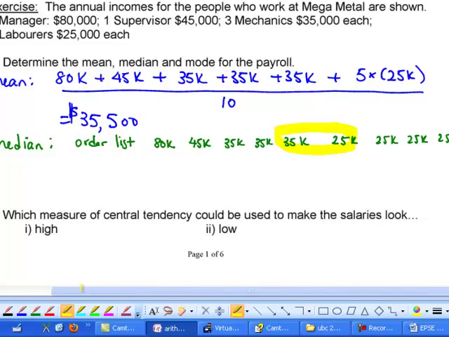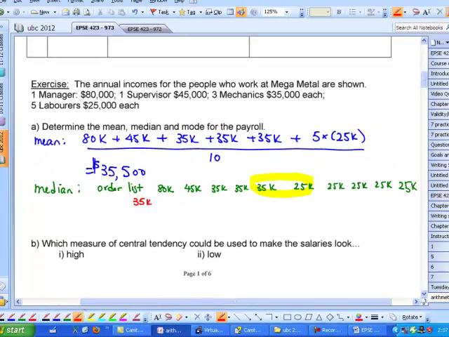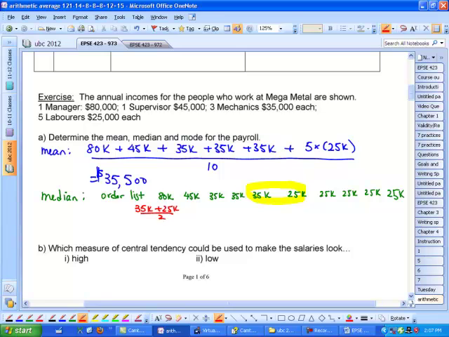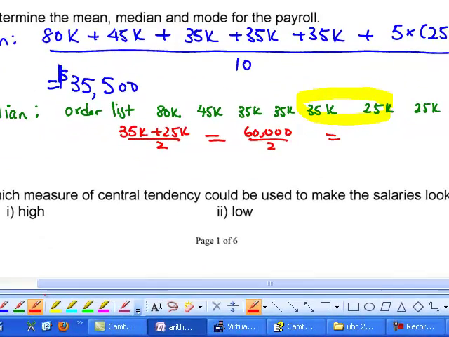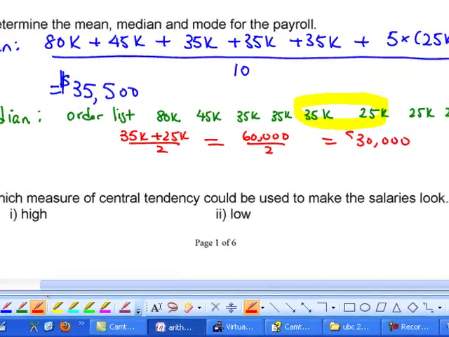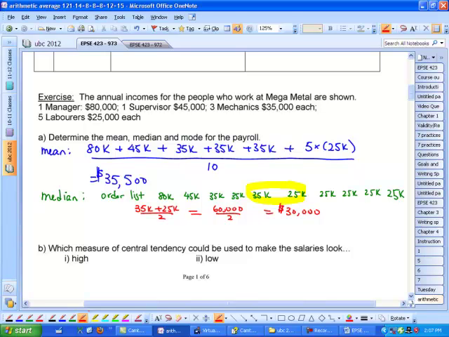The middle seems to be, let's see, 1, 2, 3, 4, 5. The middle seems to be these 2 numbers, and so to find the median here, I need to average those 2 middle numbers. 35,000 plus 25,000 divided by 2. Well, that's just 60,000 divided by 2, or $30,000. So if I were to use the median as my central tendency number, I'd say the middle would be 30,000. Okay, and let's quickly do mode. Well, that's the most common, so that'd be $25,000, because that appears most often.